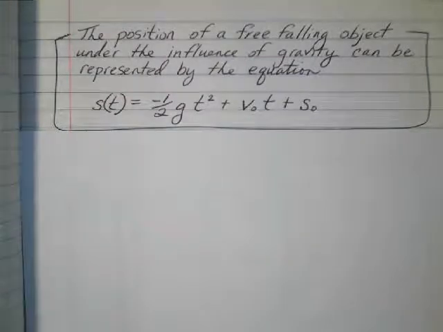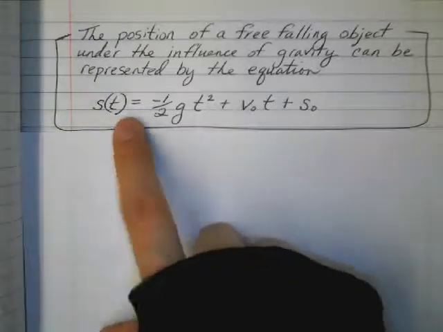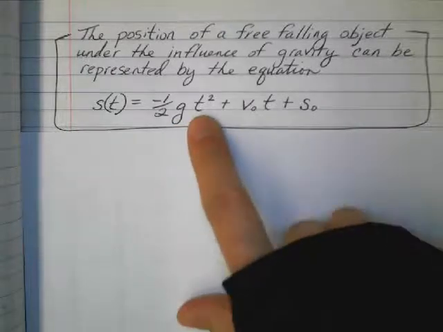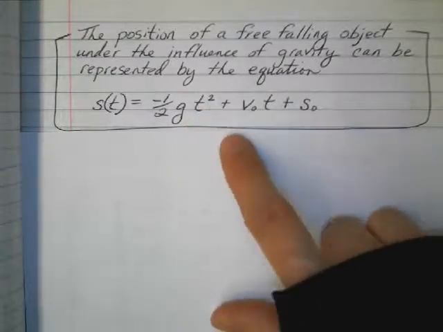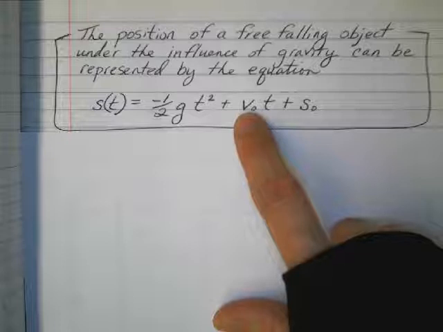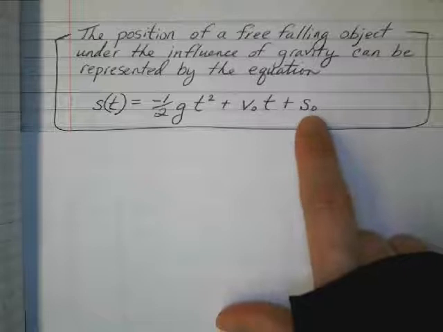So this one says the position of a free-falling object under the influence of gravity can be represented by this equation. And you might have seen something like that in physics before. So the position function, s of t, equals negative 1/2 g t squared, where g stands for gravity and t is your time, plus v sub 0, that's your initial velocity, times t, plus s sub 0.